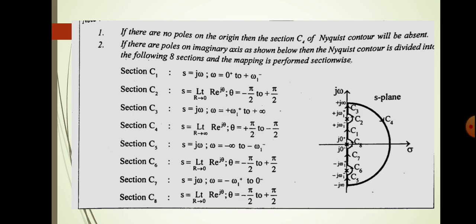Similarly, in the case of section C3, it is a linear part, so we can write S is equal to j omega. Omega varies from plus omega 1 to infinity. That depends on what is obtained from the diagram. Similarly, we can plot each and every section. So that's all about the procedure. Next, we will do a problem.